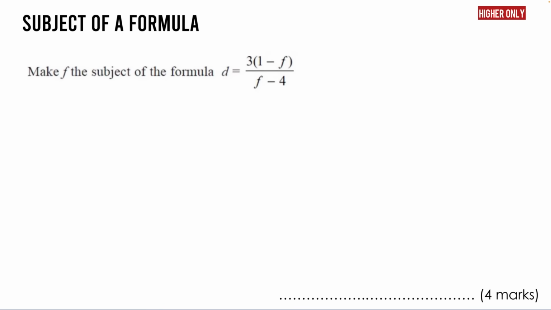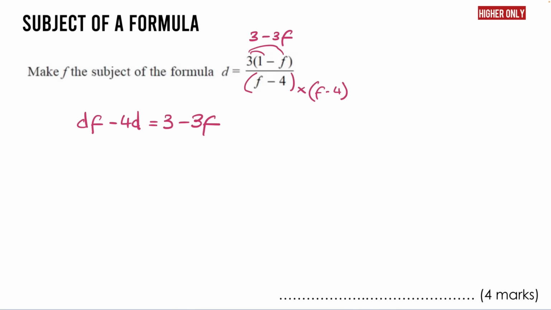Okay, so these subject of a formula questions, they do just take a bit of time. There's a few steps along the way that we can reduce to cut down the amount of time we're going to take. I'm going to expand the bracket first. Now I need to multiply this denominator to the other side. I can write that as a single bracket, or I can just straight away multiply it by the d there. So df minus 4d is equal to 3 minus 3f. Now I'm going to move the piece that we're trying to make the subject, the f's, to the left. So I'm going to add 3f to both sides, and I'm going to add 4d over to the other side as well.